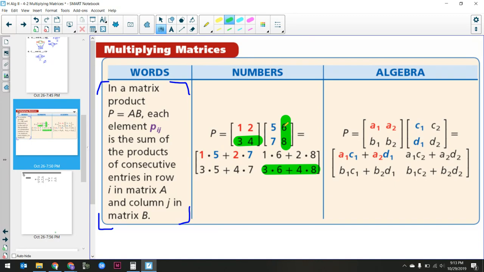Row 2, column 2. 3 times 6 plus 4 times 8. I multiply the corresponding entries together, and then I add whatever I get, okay? So it all depends on the location in the product. The address and the location in the product will tell you which row and column to use out of my first and second matrices.